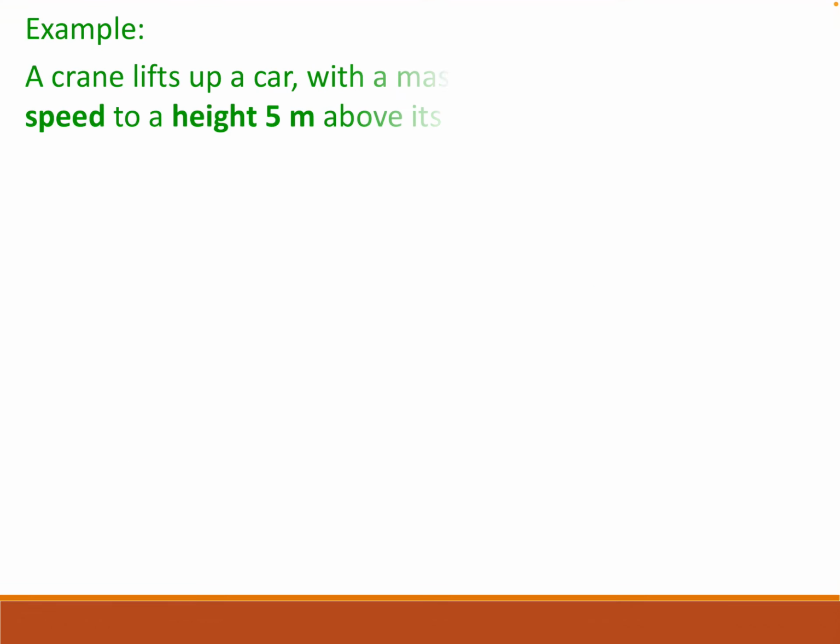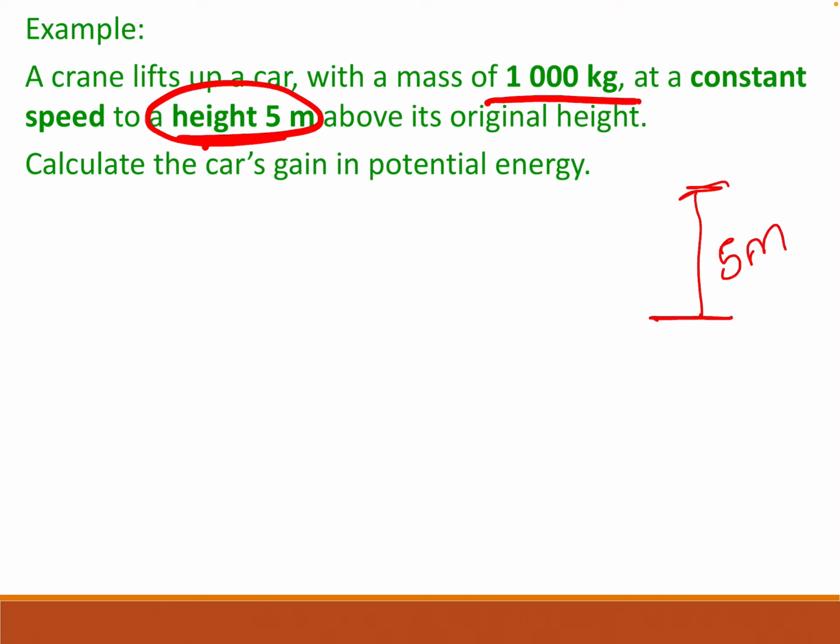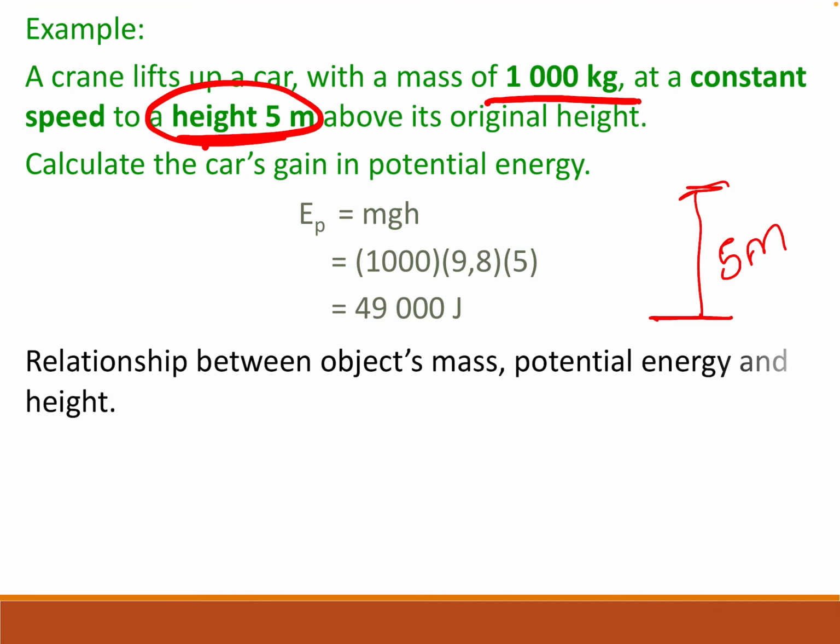Another example, a crane lifts up a car with a mass of 1,000 kilograms at a constant speed to a height of 5 meters above its original height. Calculate the car's gain in potential. Well, it doesn't matter where the original height was according to the floor. The point here is that it only went 5 meters up. So when we look at the potential, it's now 49,000 joules. It was 10 times the mass, so it's 10 times the energy.